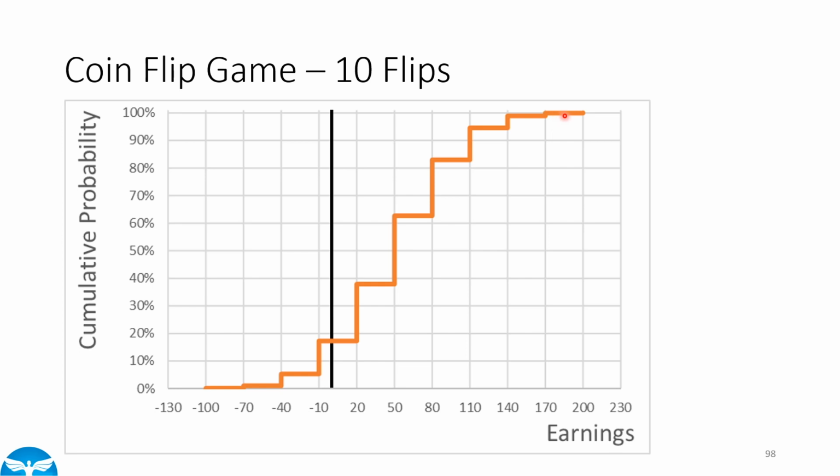So this diagram just says that there is a 100% probability that I will make $200 or less. Sorry, $200 or less. And then here it says that there is a 63% probability that I will make $80 or less. So that's how you should interpret this diagram.